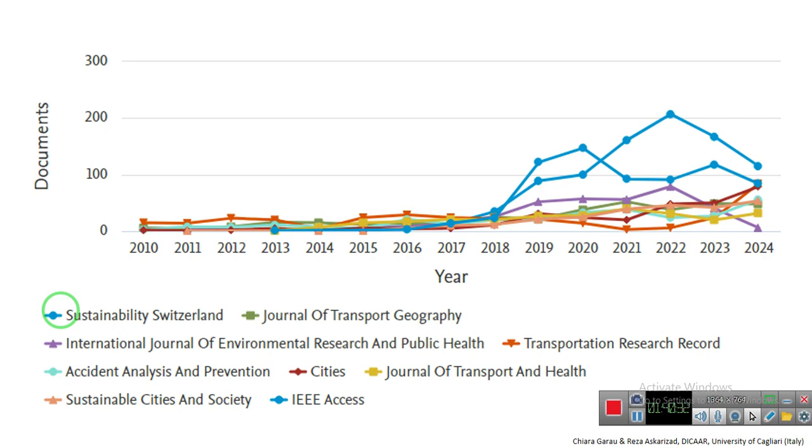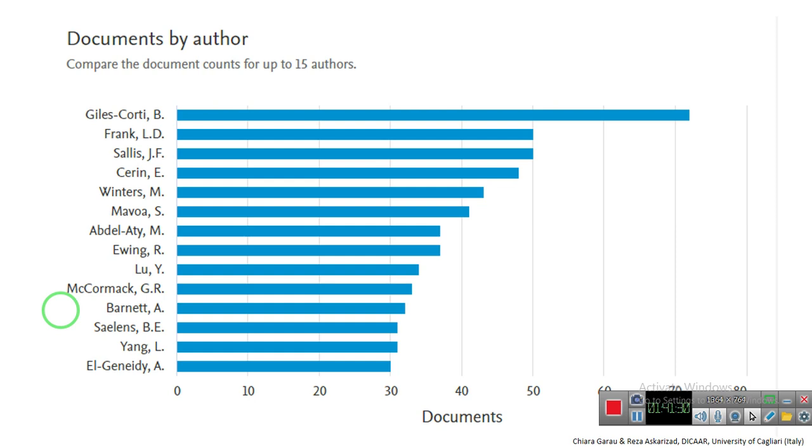In other charts, we can see what are the most frequent journals that publish the same topic as our work. For example, in this topic, we can see that some journals like Sustainability, Journal of Transport Geography, IJERPH, Transportation Research Record, Accident Analysis and Prevention, Journal of Cities, Journal of Transport and Health, Sustainable Cities and Societies. These journals are the most important ones for this research. So here we can understand what are the main and most important journals in this field.